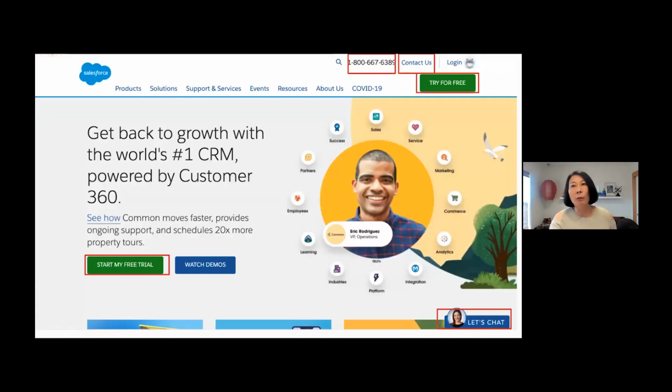And look at Salesforce.com, okay, right here. You can tell the sales conversion or qualified leads, or even leads in general, are super important to them, right? Right here, this is only their homepage. 1, 2, 3, 4, 5. Everything is about conversion, right? Call me, 1-800 number anytime. Contact us, right? Try for free. Start my free trial. Let's chat.